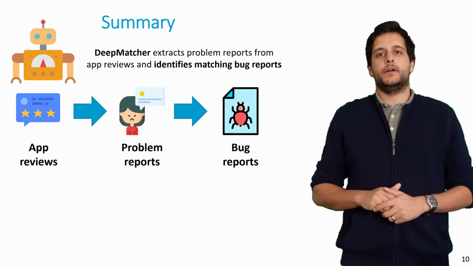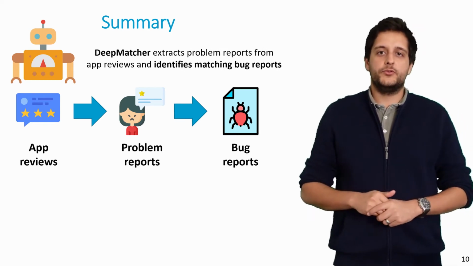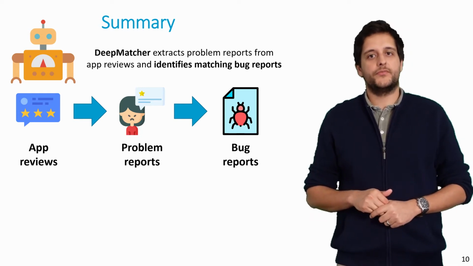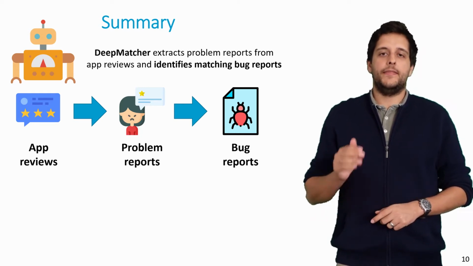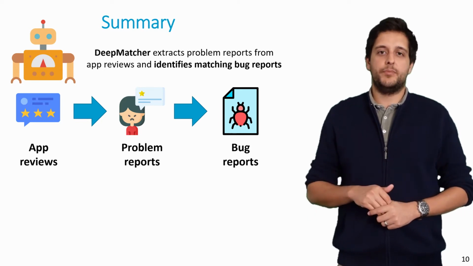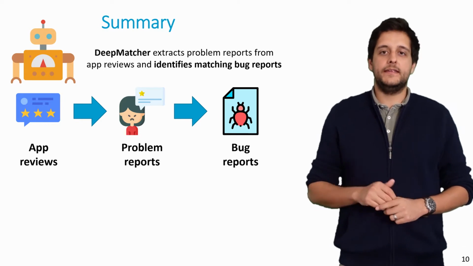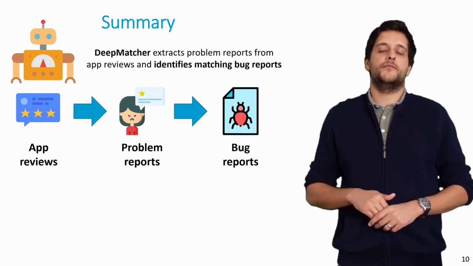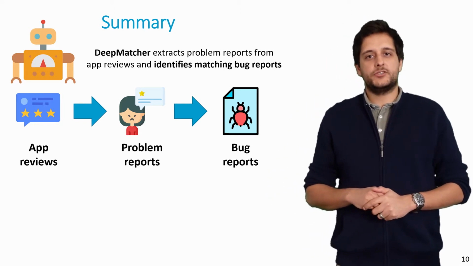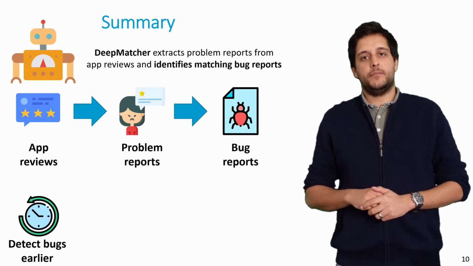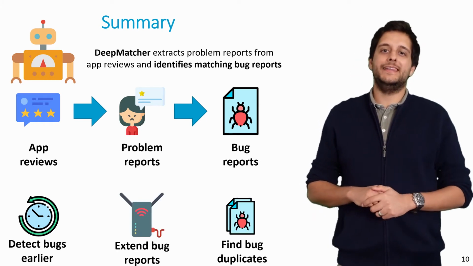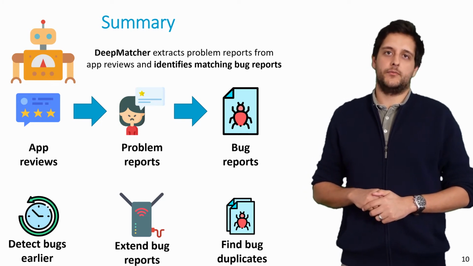Alright, so let's summarize our work. We introduced DeepMatcher. DeepMatcher first extracts problem reports from app reviews and then identifies matching bug reports in an issue tracker. DeepMatcher supports development teams and integrates user feedback into the bug fixing process. Our results show that the DeepMatcher can help developers identify bugs earlier, enhance bug reports with the user feedback, and potentially lead to more precise ways to detect similar bug reports.